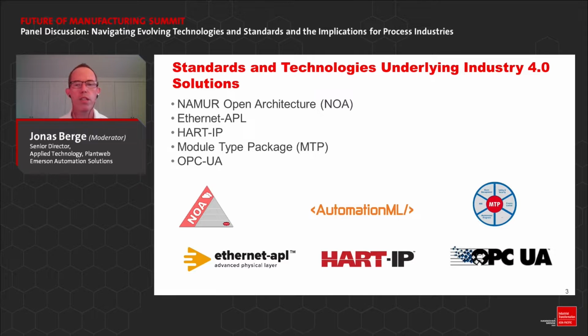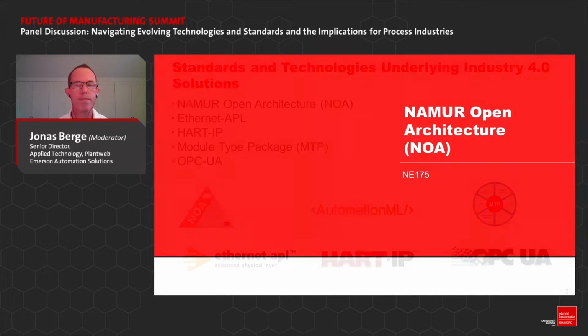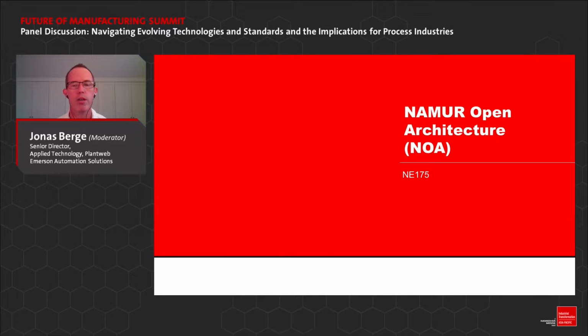So in the process automation industry, we also have our standards that enable Industry 4.0, and for this purpose, there's been a lot of new standards created over the years, including 5 or 6 that we're going to talk about today: Namur Open Architecture, Module Type Package, Ethernet APL, HART-IP, and OPC UA, plus another technology, AutomationML, which is a key part of MTP. I'm going to start off with Namur Open Architecture.